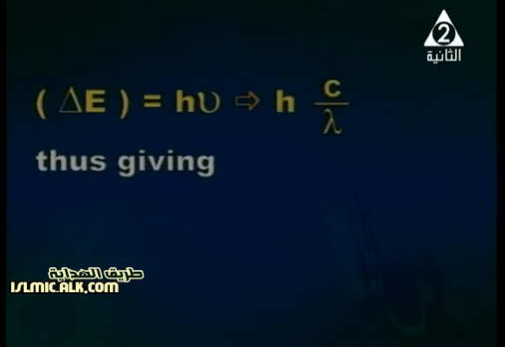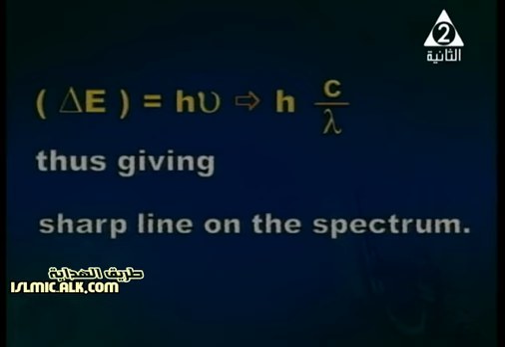Talking about the wavelength of this emitted photon, delta E is the difference between the two energy levels, and it is equal to h nu. So h nu is the energy of the released photon. Nu is replaced by c over lambda, so the photon has an energy equal to h c over lambda. And of course you can calculate the wavelength from this expression, thus giving a sharp line on the spectrum.